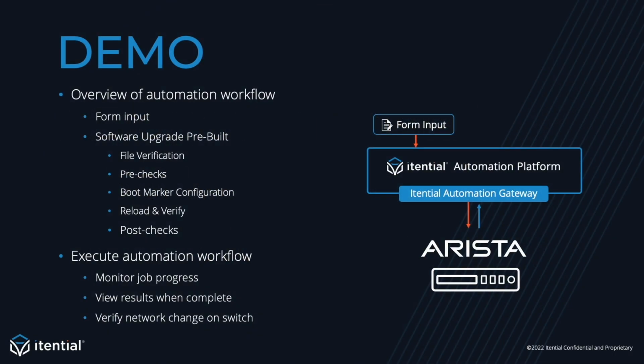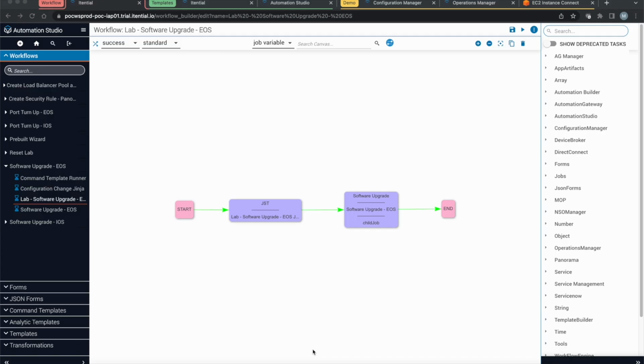The automation will consist of form input and we'll use our Itential software upgrade prebuilt. The prebuilt consists of file verification, pre-checks, boot marker configuration, reloading and verifying the reload, and then the post checks. We'll go through a live demonstration of the software upgrade and we'll go through some of the audit data that you'll see along the way. That's it for our agenda, so let's jump into the platform.